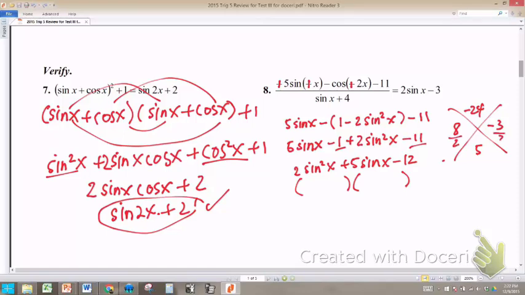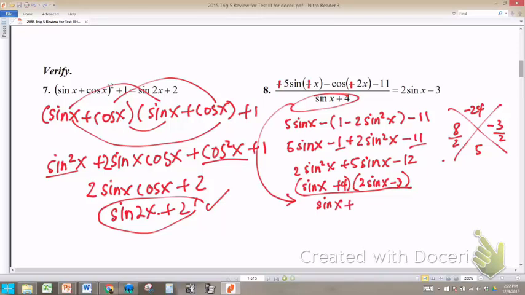Divide by a, and this will be sine x plus 4 and 2 sine x minus 3. All of that over this, so that's sine of x plus 4. That cancels, and we're left with 2 sine x minus 3. Check.